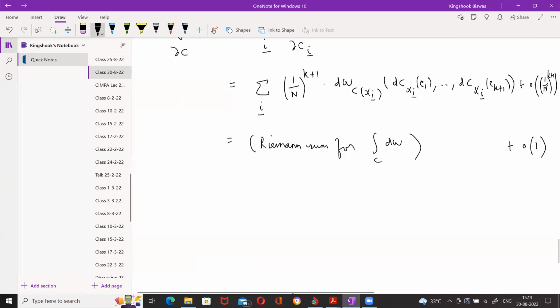So this converges, therefore, as n tends to infinity, as the partition becomes finer, to the integral of d omega over c, and this little o of 1 goes to 0. Okay, so that's a sketch of a proof of Stokes' theorem.